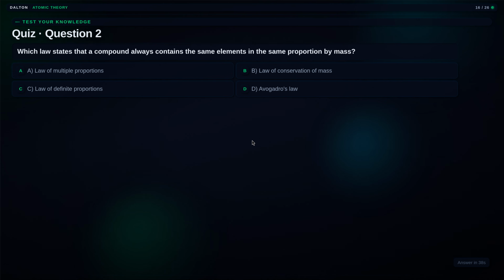Proust's law of definite proportions from 1797 states that a given compound always contains its constituent elements in fixed proportion by mass. Water always has 8 grams of oxygen for every 1 gram of hydrogen, regardless of its source. Dalton's atomic theory explained this beautifully. If water molecules always contain 2 hydrogen atoms and 1 oxygen atom, the mass ratio must be constant.